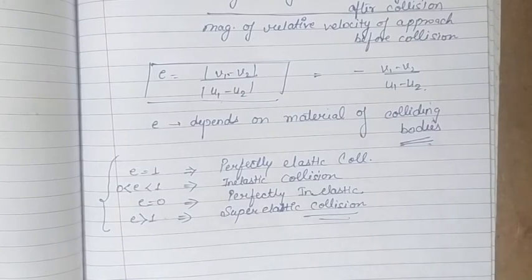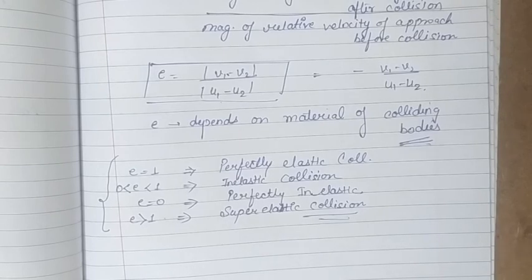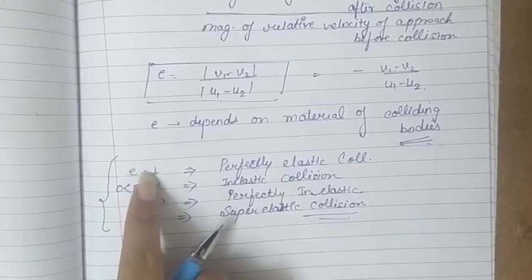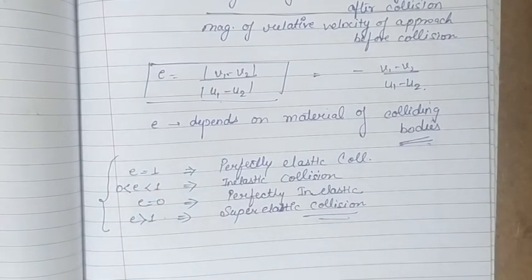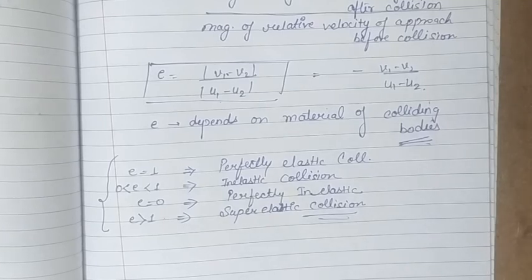So that was all about the coefficient of restitution. It is basically the ratio of the relative velocity of separation to the relative velocity of approach, and by the value of e we can judge the type of collision occurring there.